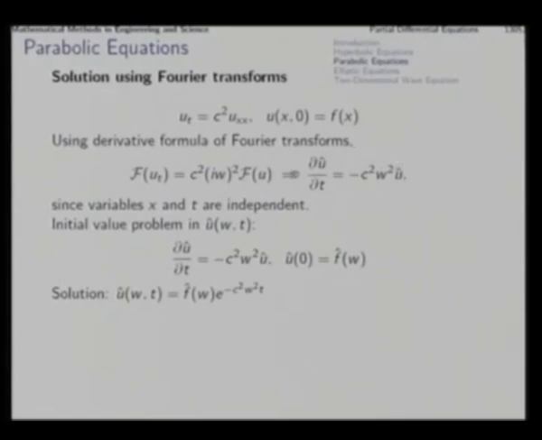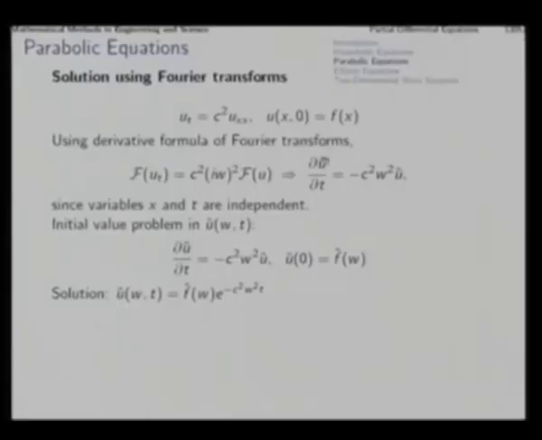Then this differential equation that we have got is a first order differential equation with respect to time in the function u hat, that is, the Fourier transform of u with respect to x. That is, we have converted this partial differential equation to an ordinary differential equation of the Fourier transform of u with respect to x. Now, the initial value problem we can construct by taking the Fourier transform of the initial value function also, that is, both sides we take the Fourier transform, and that gives us the initial value of the Fourier transform.